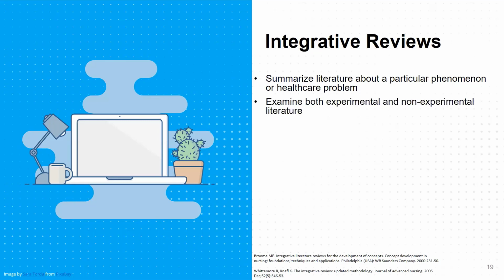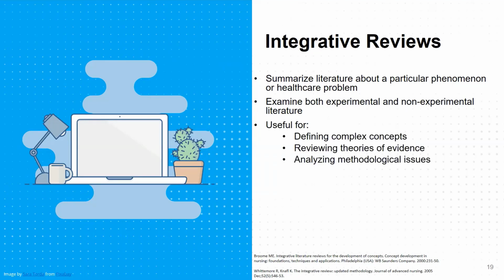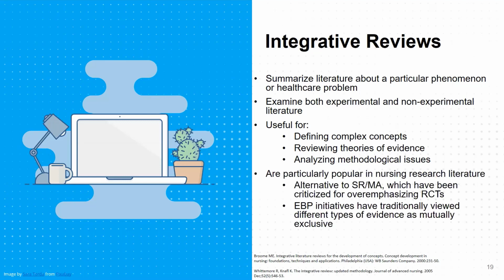The big thing about them is that they examine both experimental and non-experimental literature. So they're looking at theory as well. They're useful for defining complex concepts, reviewing theories of evidence, and analyzing methodological issues. And they're particularly popular in nursing research literature. So you don't have to be a nurse to conduct an integrative review, but that's usually where you're going to see them, in nursing literature.